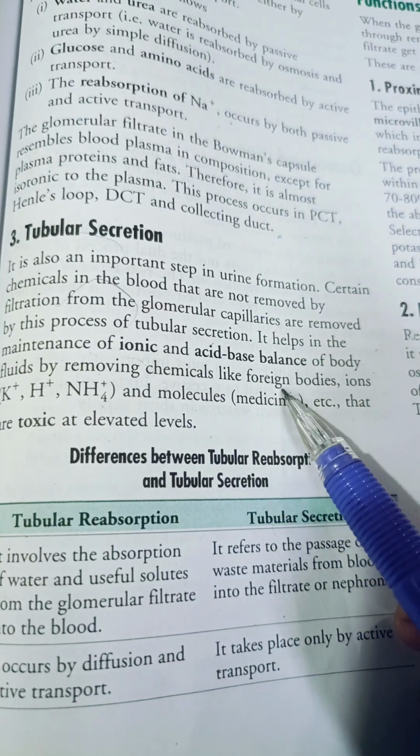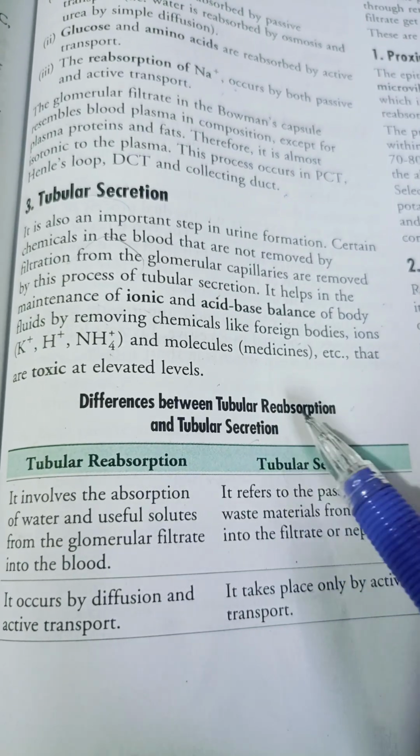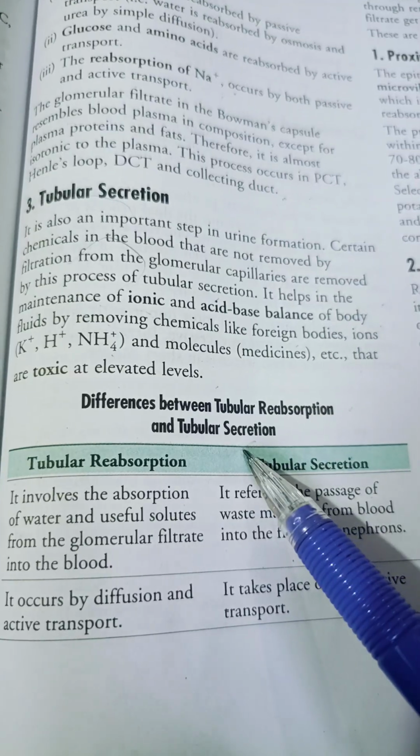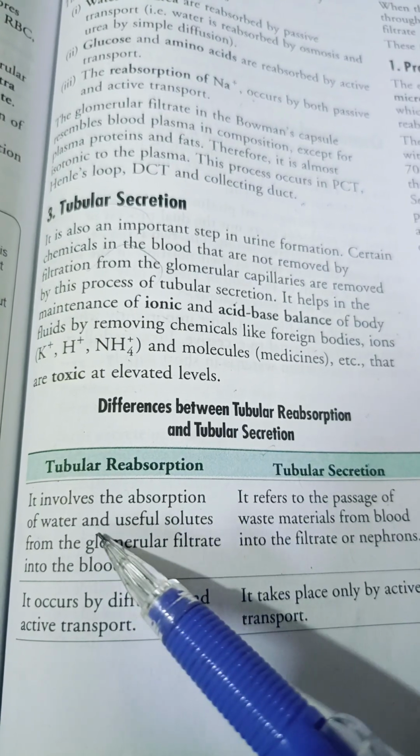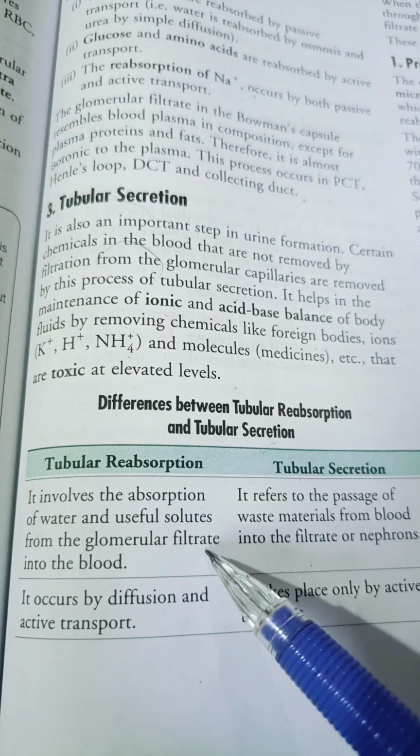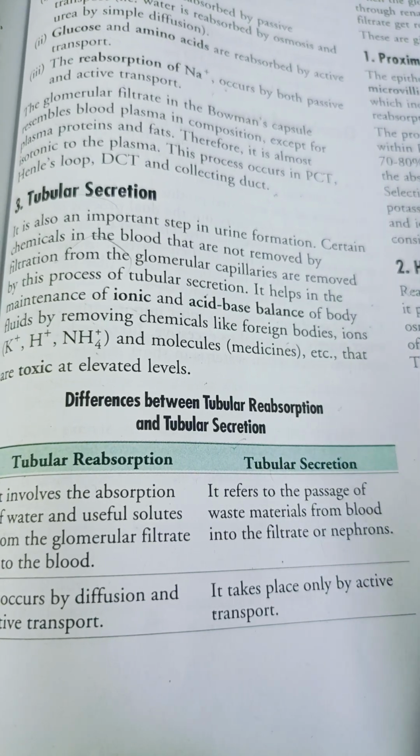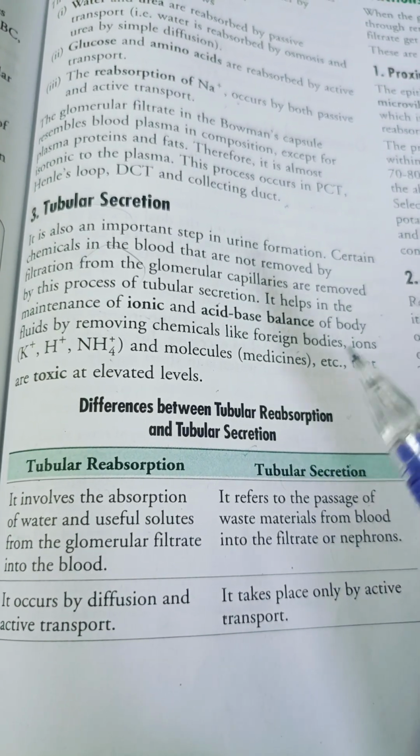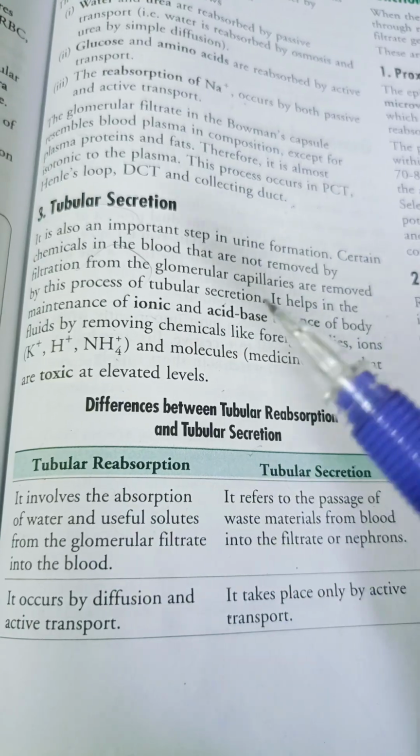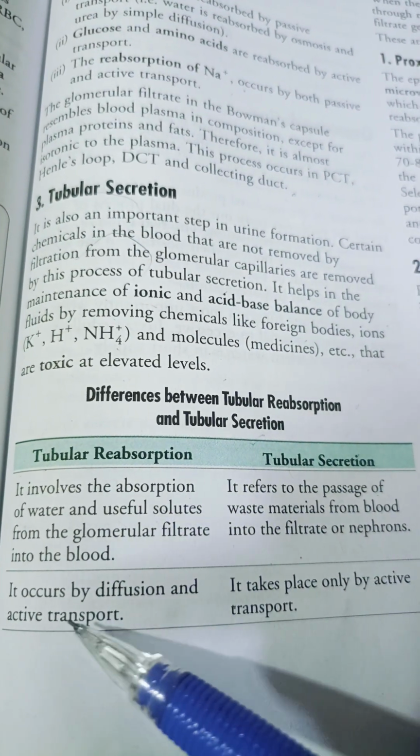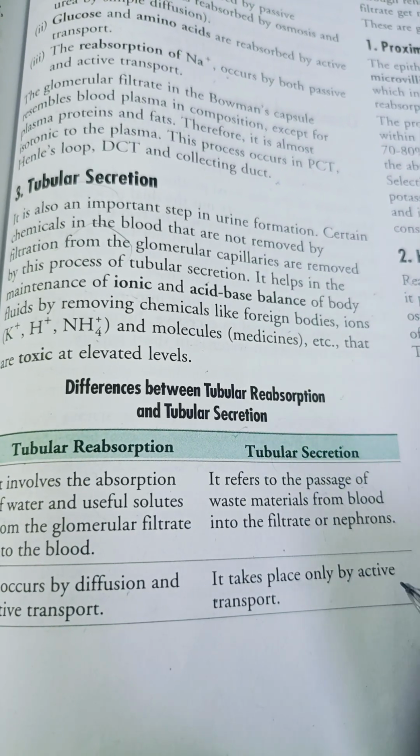So they are secreted. Differences between tubular reabsorption and tubular secretion. What is reabsorption? It is reabsorbed into the blood. Secreted means it is out. Tubular reabsorption involves the absorption of water and useful solutes from the glomerular filtrate into the blood. And tubular secretion refers to passage of waste materials from blood into the filtrate or nephrons. Means secretion is outside, from blood to urine. Tubular reabsorption is from filtrate to blood again. Tubular reabsorption occurs by diffusion and active transport, and tubular secretion by only active transport.